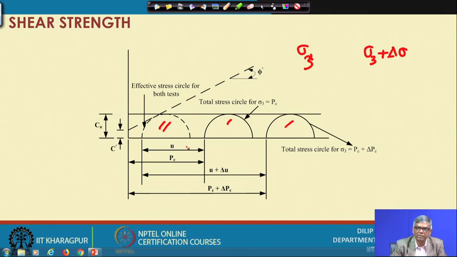But otherwise, in an undrained triaxial test on a saturated soil, you are supposed to get only the C value like this, which will be equal to half of sigma 1 minus sigma 3.